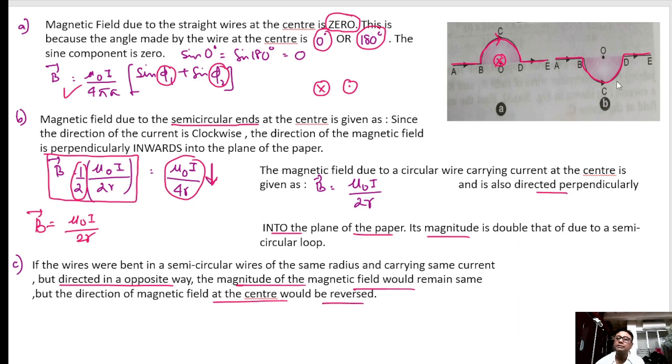Because the current now here is flowing anti-clockwise, the direction of the magnetic field will be perpendicularly out of the paper. So everything will remain the same, but the direction of the magnetic field would be reversed.